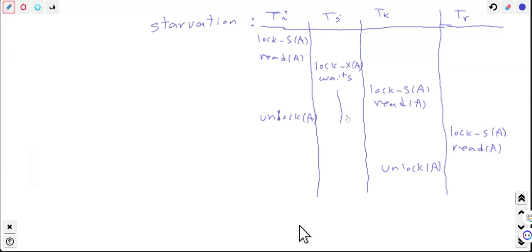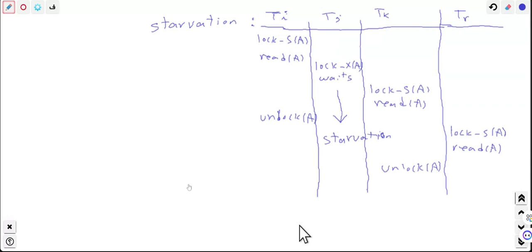So here, for TJ we have a starvation, because TJ cannot get a lock on the data item that it needs because the others have locks on that data item, and we can plan a scenario in which TJ forever cannot get its lock. This is called starvation. We have a starvation if we can plan a scenario in which a transaction cannot get its lock, cannot get its data item.